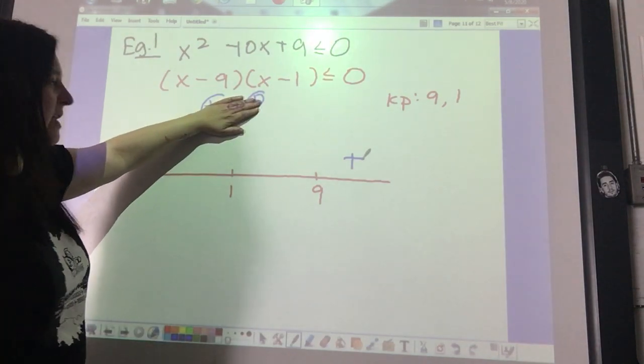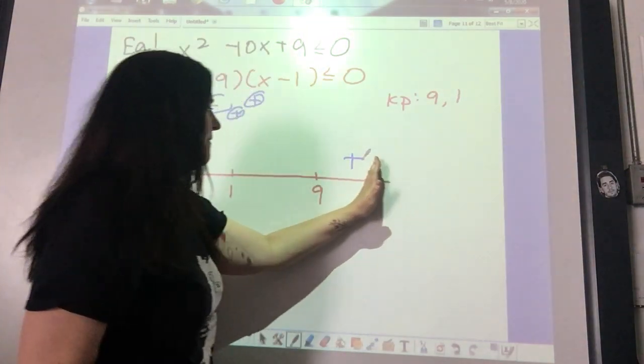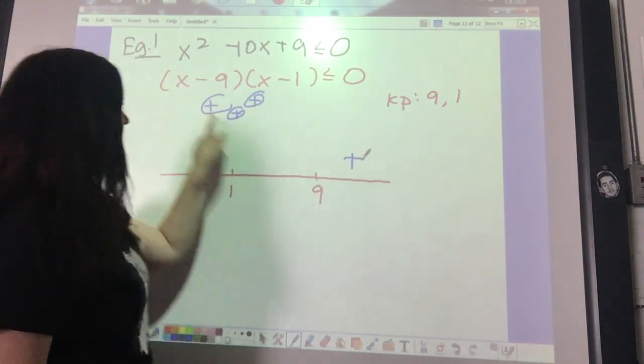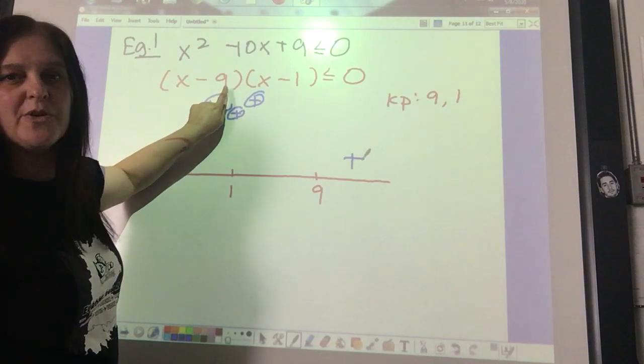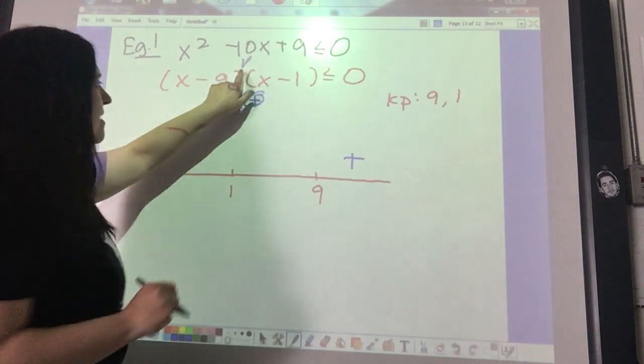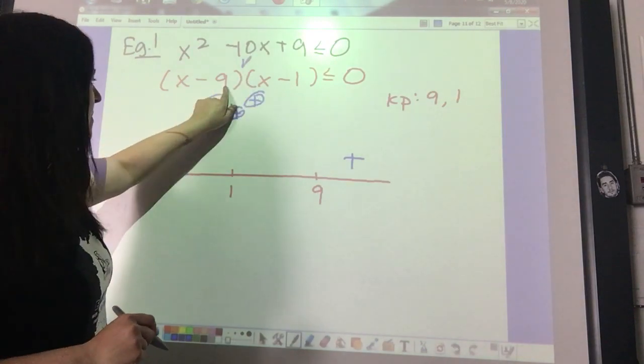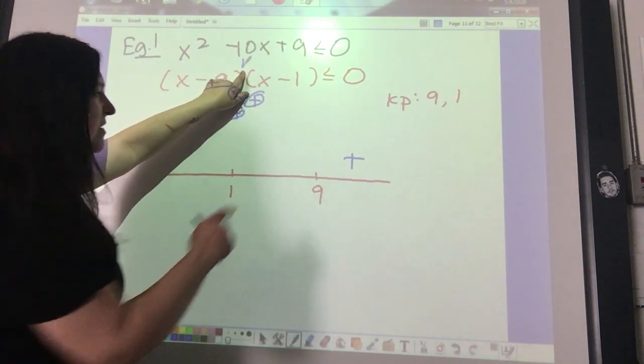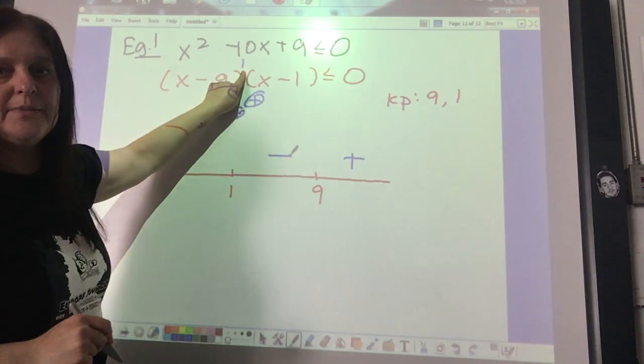I use the rules we learned last time, so you go right to left. The first key point I hit is 9. 9 comes from here. Now, it's not whether 9 is odd or even, it's whether the exponent outside of the bracket is odd or even. This is all to the power of 1. 1 is odd, so if it's odd, the rule is you change the sign.